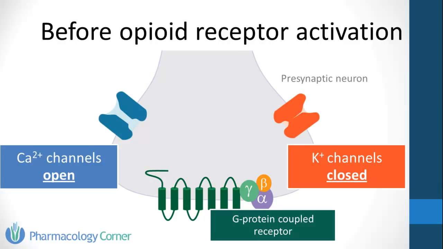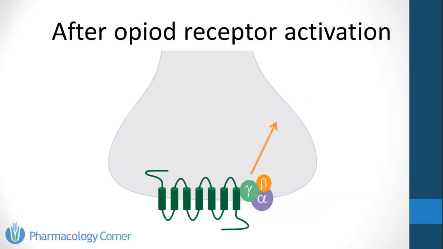Potassium channels are depicted as orange proteins. Potassium channels are closed when the opioid receptor is inactive. This prevents the exit of potassium ions from the intracellular space to the extracellular space. But what happens after the opioid receptor is activated by an agonist?